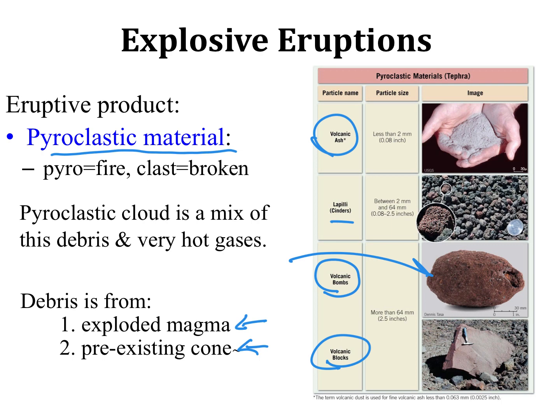In addition to these pieces, you also have very hot gases. So those gases that were dissolved in the magma also are immediately released, right? That's what the bubbles were that were causing the pressure that caused the explosion to happen in the first place. So we have a mixture of very hot gases mixed up with all of this debris.